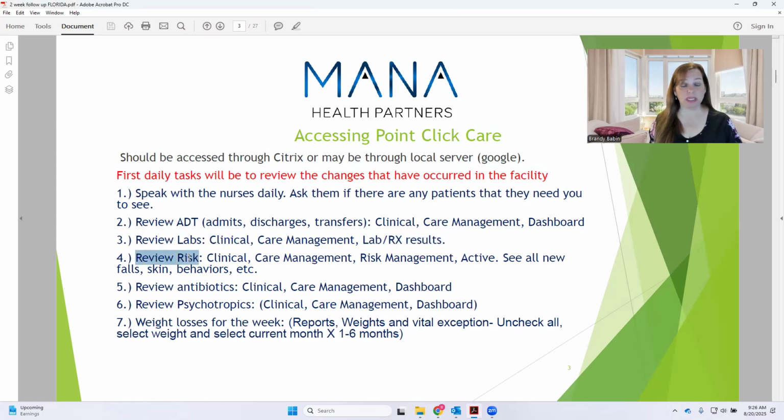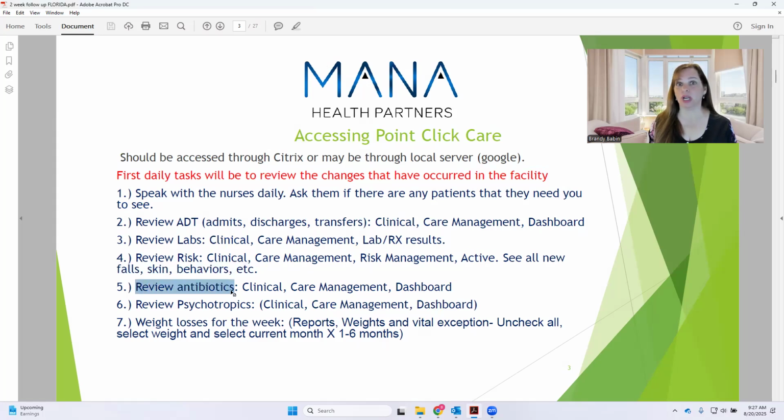Your risk management is super important to address. You're going to go to your clinical. Again, you go to the care management, and it's usually one or two areas below the labs. You're going to find risk management. Once you find risk management and click it, you're going to click active. It actually comes up with a dashboard, and you're going to go to the active section of that. And you'll be able to see new falls, new skin issues, any new behaviors, anything specifically that's going on.